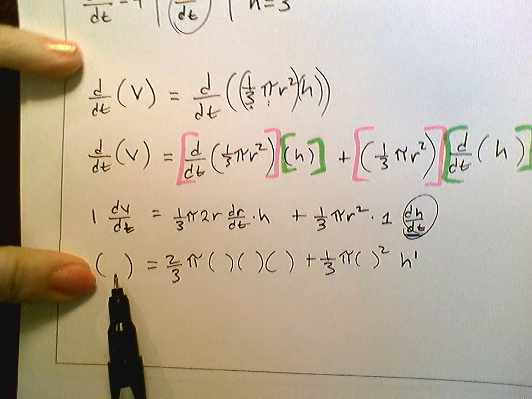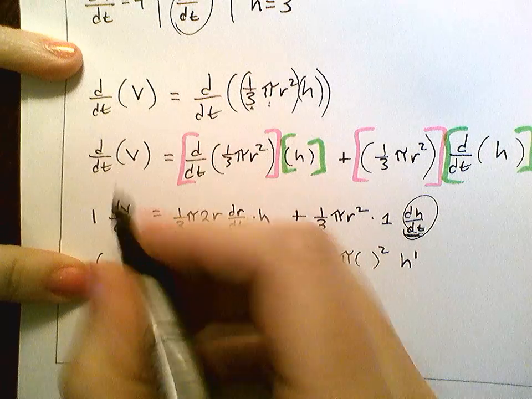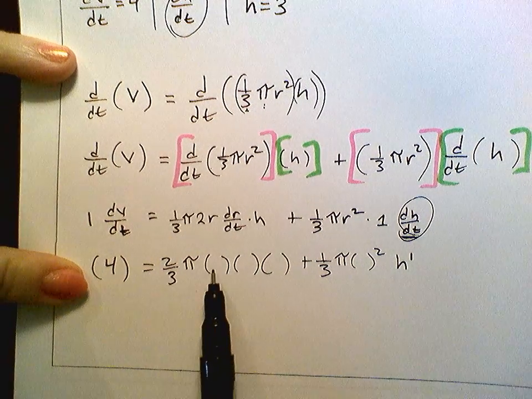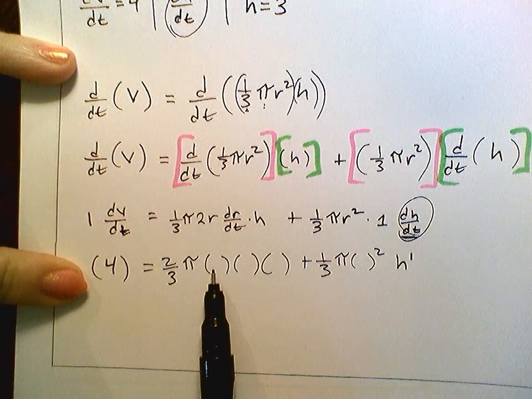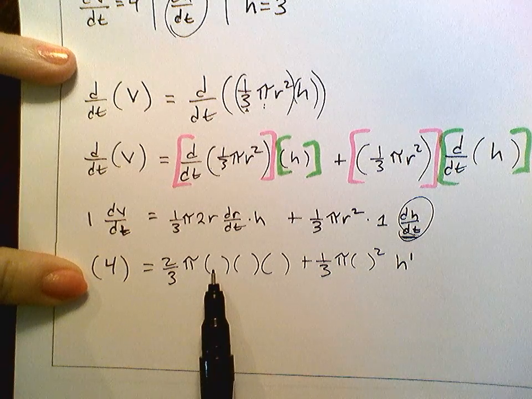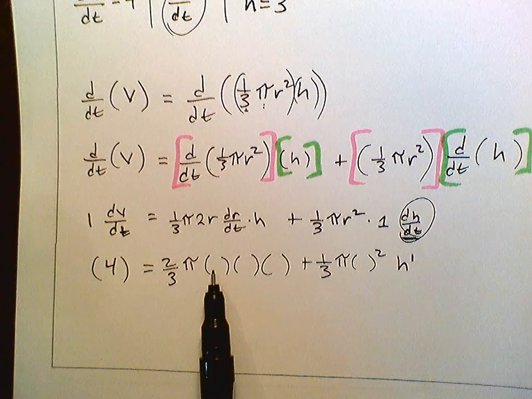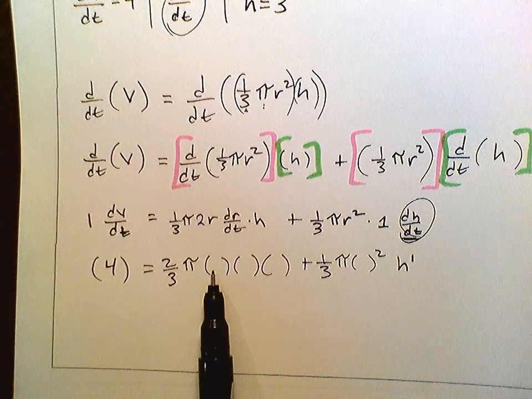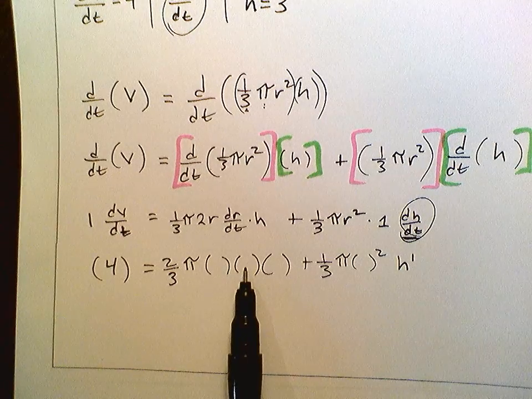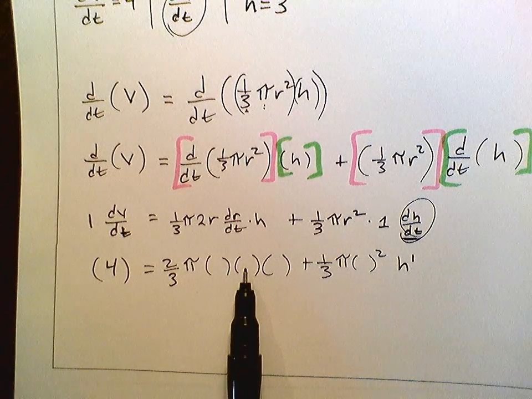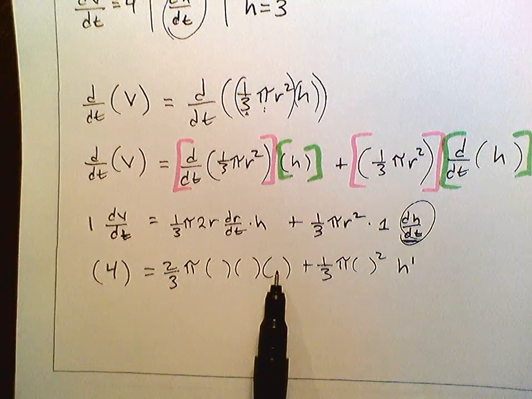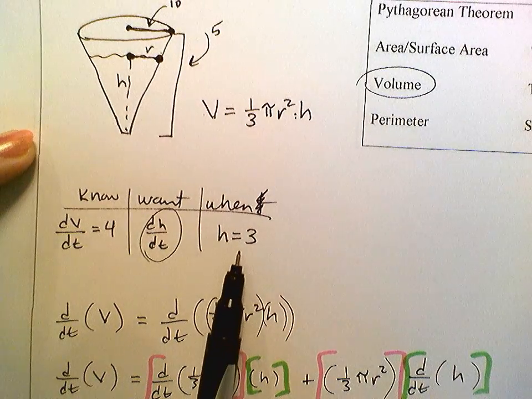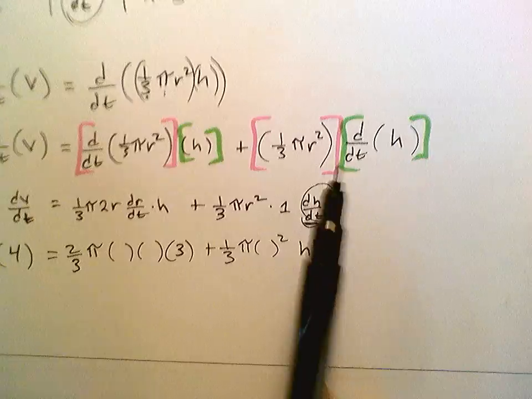dv dt, do I know that? Yep, it's 4 cubic meters per second, but I just put 4 in. 2/3 pi r. Do I know r? No. I know the radius of the cone of the tank, but I don't know the radius of the water, and all of this stuff pertains to the water, so I can't plug anything in there. Do I know dr dt? No. Do I know h? Yes. We're plugging in at this moment in time when h equals 3.